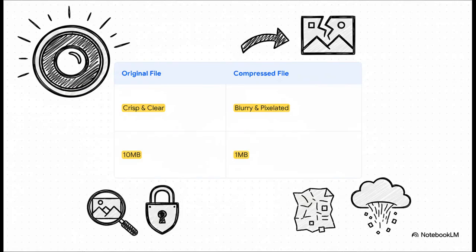And I mean, the difference is just night and day. On the left, you've got your original file. It's big, maybe 10 megabytes, but every single detail is tack sharp. Then on the right, you have what actually gets sent, a file that's been crushed down to maybe 1 megabyte. You're losing 90% of the data. That's where all the quality goes.